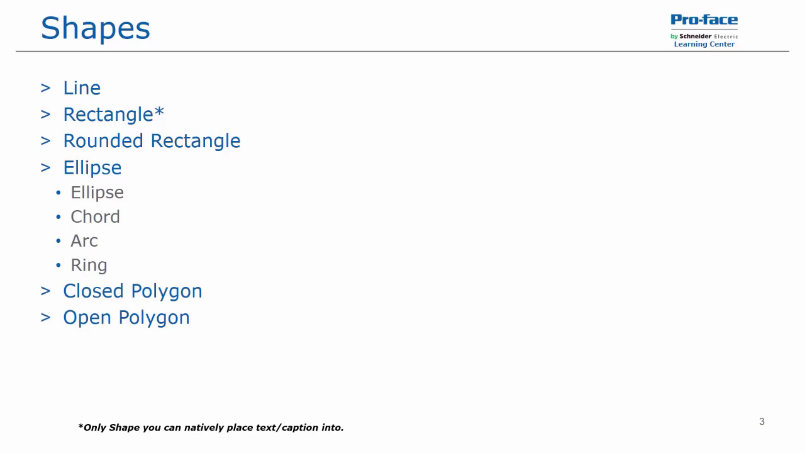As you notice by the footnote, the rectangle is the only shape that can natively contain text or caption. For any of the other basic shapes, in order to put a text or caption field with it, you would have to put a text box or another rectangle on top of it. And we'll show you how to do that later in the video.